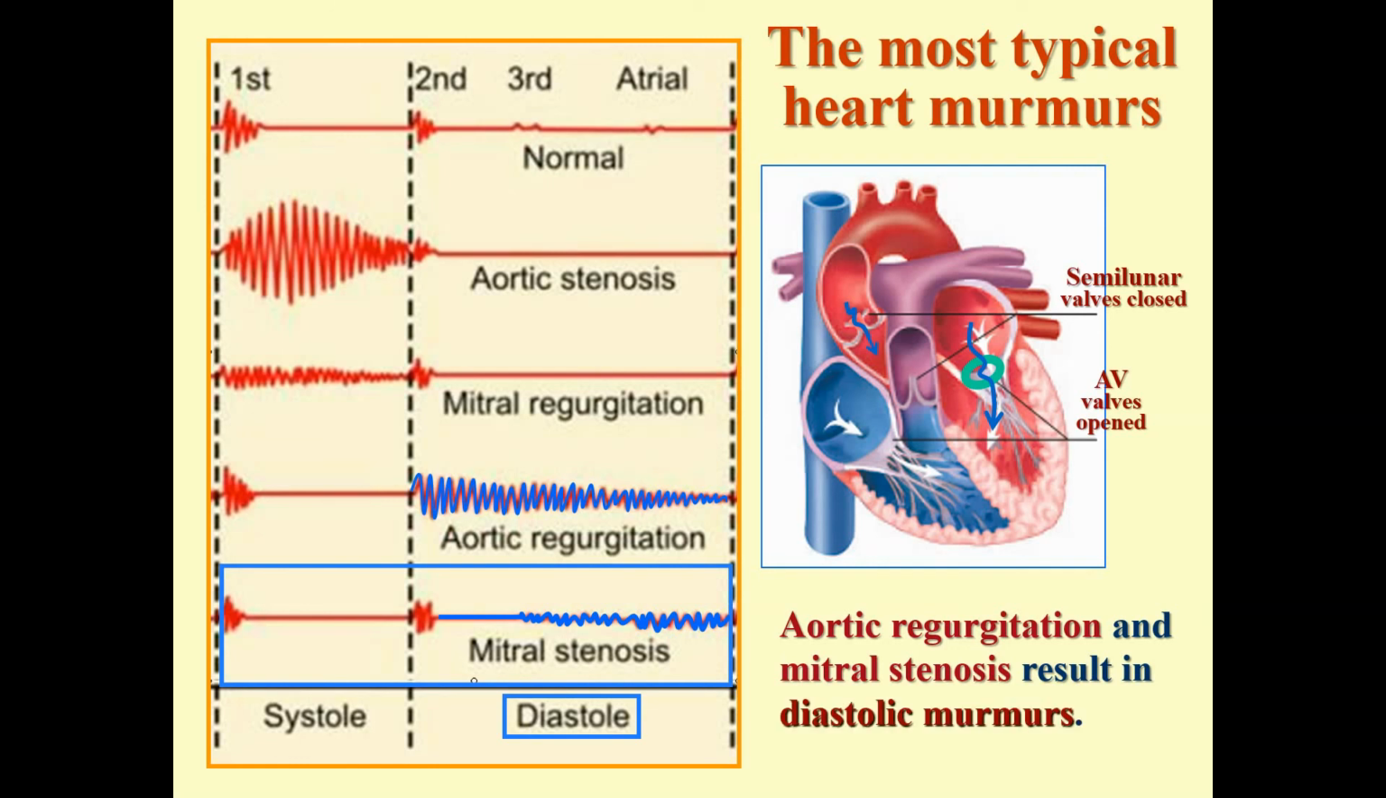And correspondingly, you may understand that pulmonary artery regurgitation and tricuspid valve stenosis will produce similarly diastolic murmurs. If you understand it, you will never need to mechanically memorize it.